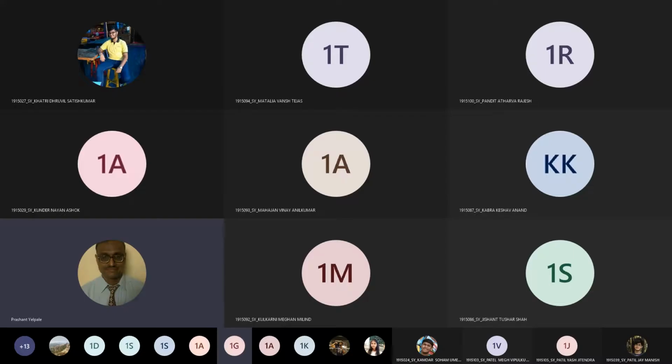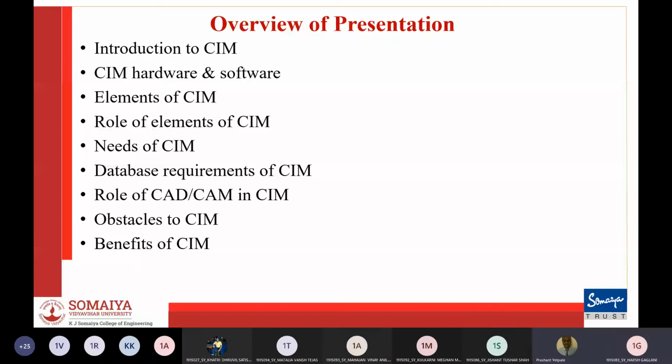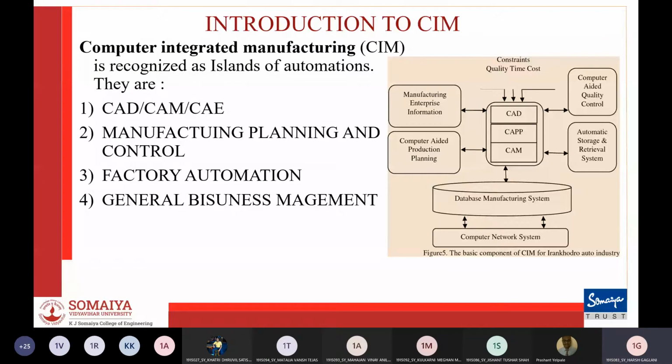Hey everyone, I'm Harsh Gaglani, and along with my team, we will be presenting a seminar on computer integrated manufacturing. So this is an overview of the presentation. We will be talking about the hardware and software used in CIM, elements of CIM, what are the obstacles, needs and benefits of CIM. So I will be talking about the introduction and the hardware software part of the CIM.